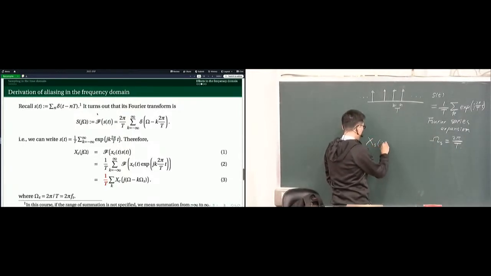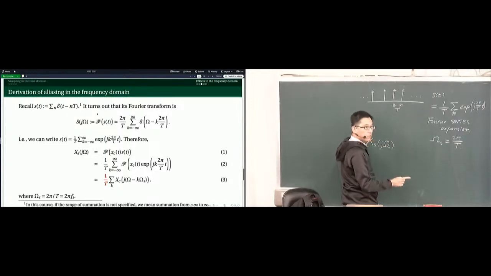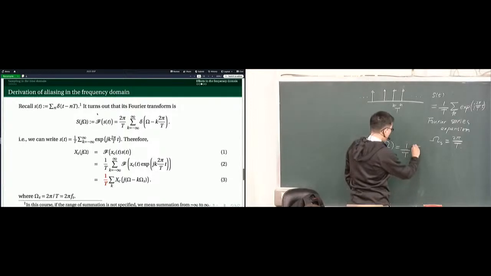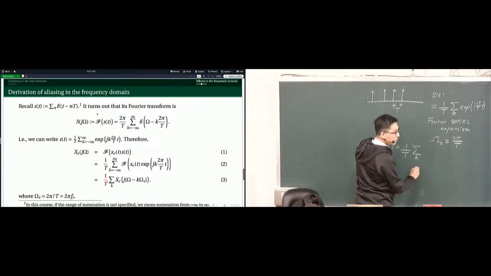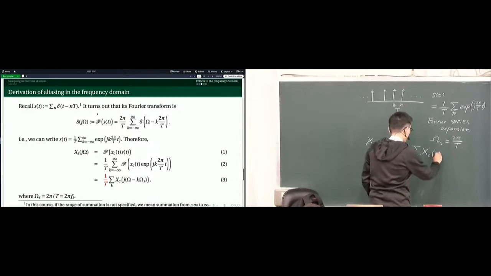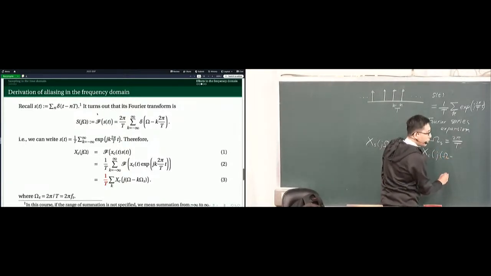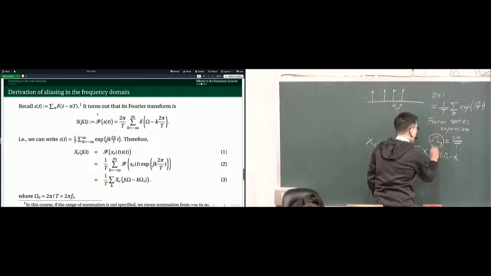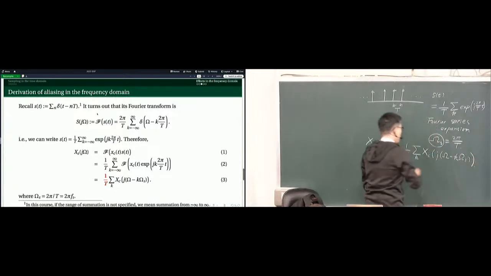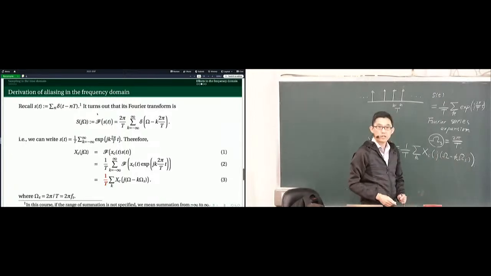The result of the spectrum after sampling is 1 over T, the same coefficient, then a summation over k of the original spectrum shifted to the right and to the left. Shifted by how much? By k times exactly this frequency. Okay, we're going to leave this here, and that's where we were yesterday.